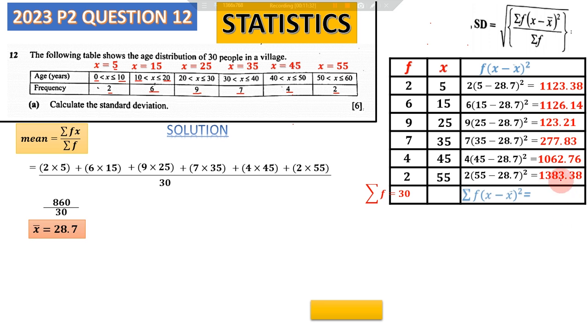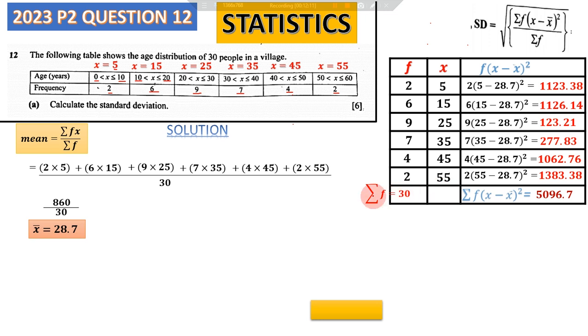1383.38. Once you're done finding all these values, the last step now is the summation. Here on top, we don't have summation, but on the bottom here, there is the symbol for addition, meaning we have to add all these values that we found. So on your calculator, just begin to add all these values. When you add them, what do you get? The final answer is 5096.7.